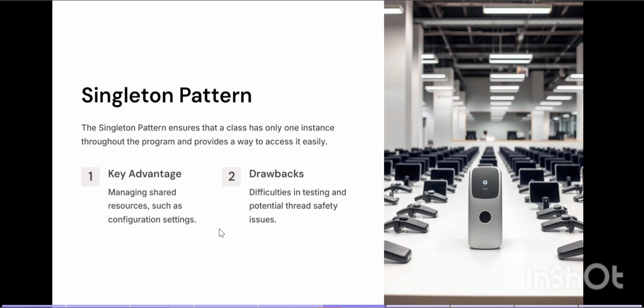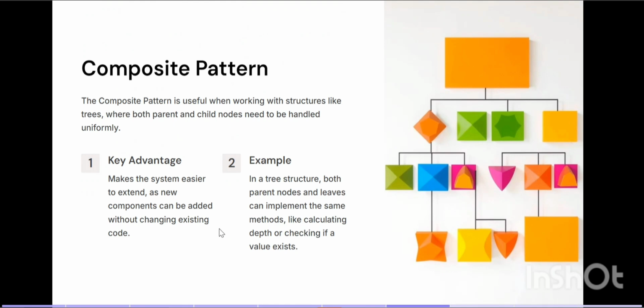Now we will see the composite pattern. The composite pattern is useful when working with structures like trees where both parent and child need to be handled. This pattern defines a common interface for all the components, whether they are individual elements or composed of other components. For instance, in a tree structure, both parent nodes and leaf nodes can implement the same method, like calculating the depth or checking if a value exists. This pattern makes the system easier to extend, as new components can be added without changing the existing code. This is a key advantage of this pattern.